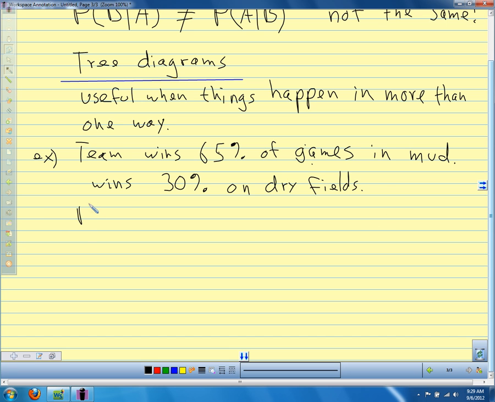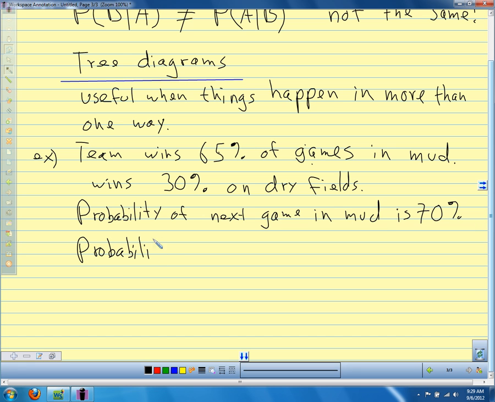The probability of the next game in the mud is 70%. We want the probability that the team wins its next game. So we know it wins 65% of the games that it plays in the mud. It wins 30% that it plays on dry fields. The probability of the next game being in mud is 70%. We want the probability of winning the next game. So we're going to make a tree diagram for this.